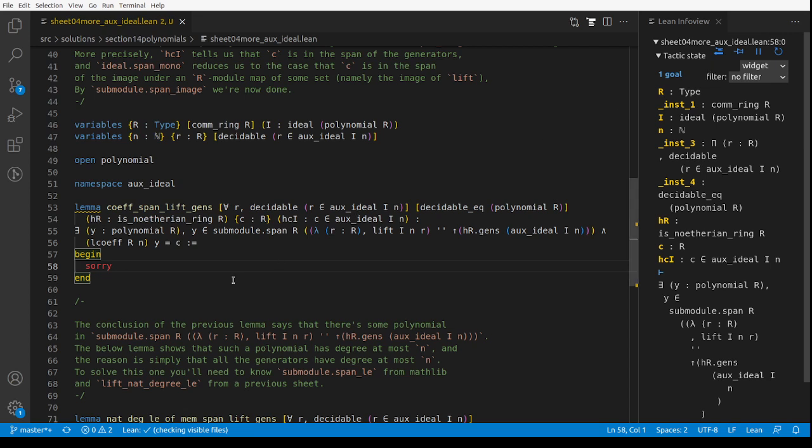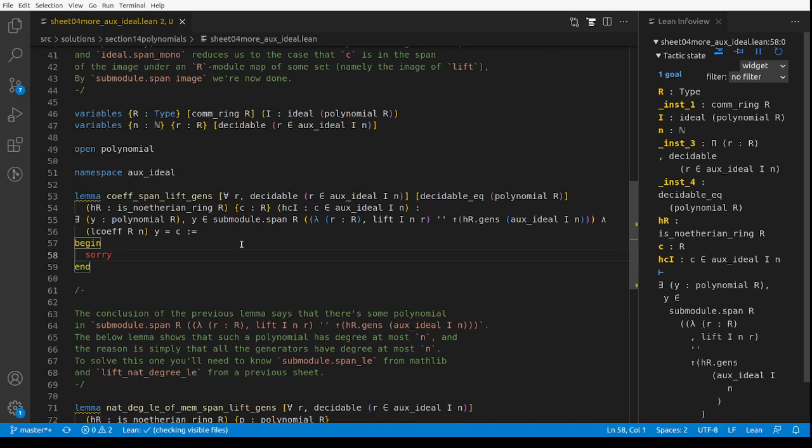Hi, these are the solutions to sheet 4, more stuff on auxiliary ideals, in section 14 of my Formalising Mathematics course. So this is just some useful technical lemma which we'll need later. And what's the claim here?